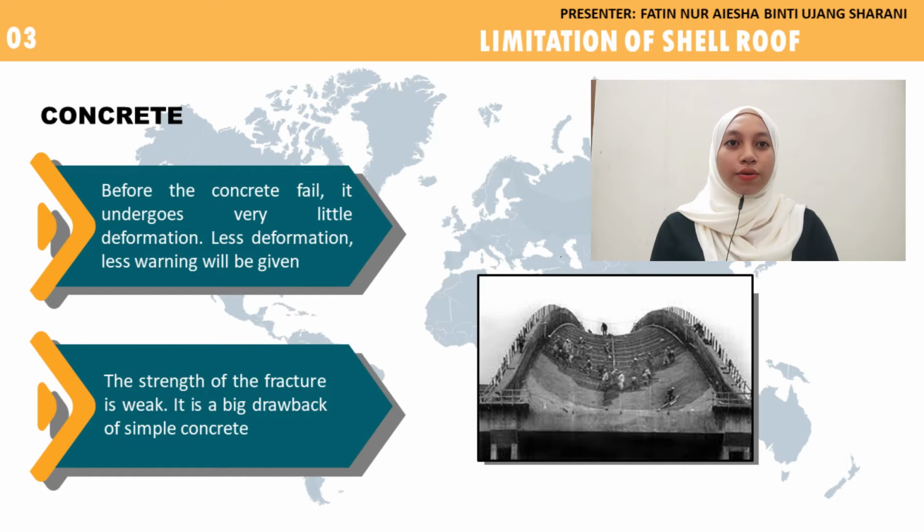The first one is concrete. Concrete is a porous material, so a concrete shell roof also has issues with sealing. If not treated, rainwater will leak through the roof and into the interior of the area. On the other hand, the smooth structure of the concrete dome prevents air from leaking, which can lead to condensation on the inside of the shell.